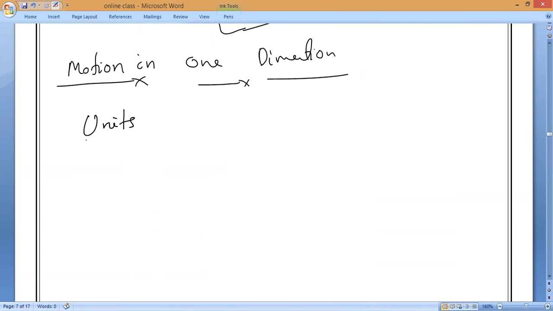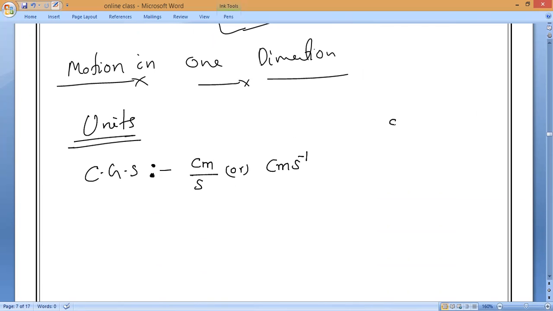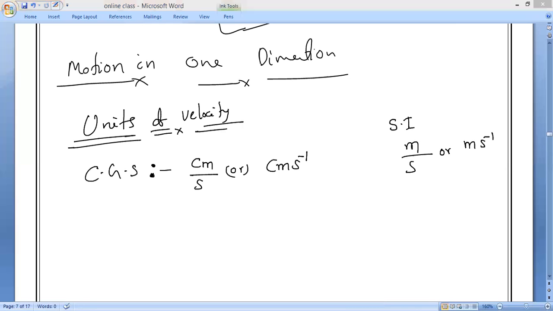Yes. Now, units of velocity. Can anybody say the units of velocity? CGS unit? Danishkar? Centimeter per second, or we can say centimeter second inverse. In the same way, what is the SI unit of velocity? Danishkar, you have to speak. Arun Kailash? SI unit of velocity? Meter per second, or we can say meter second inverse. Okay, so both the same. Speed also has the same units. Have you checked it, guys? Speed also has the same unit or not?